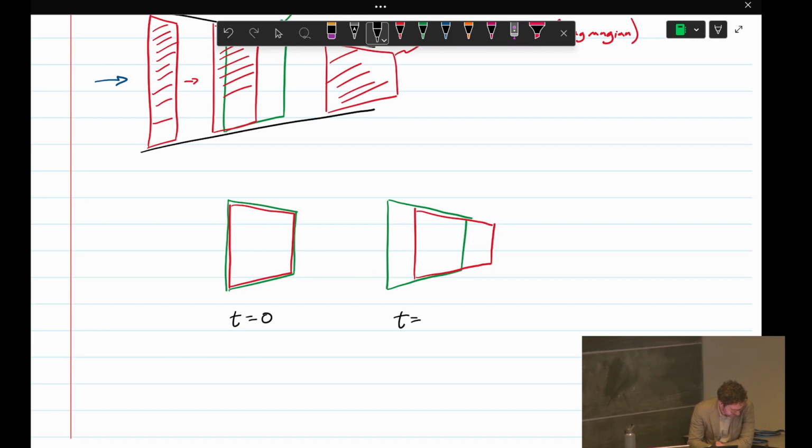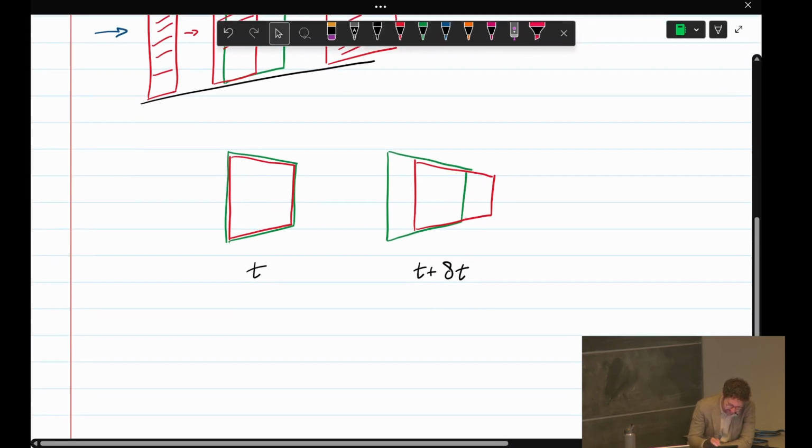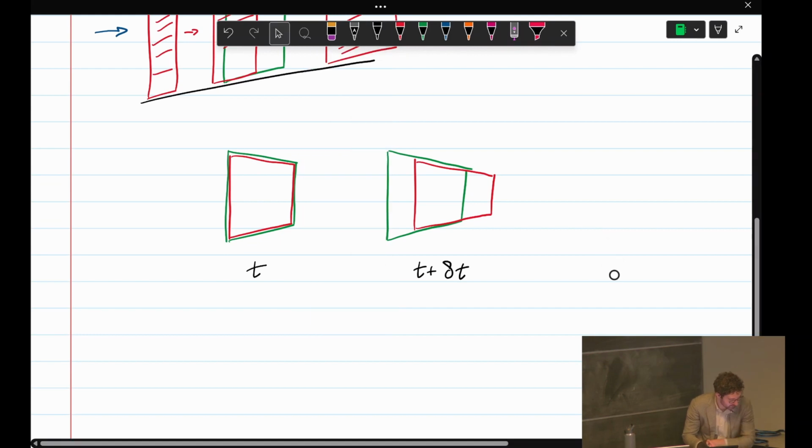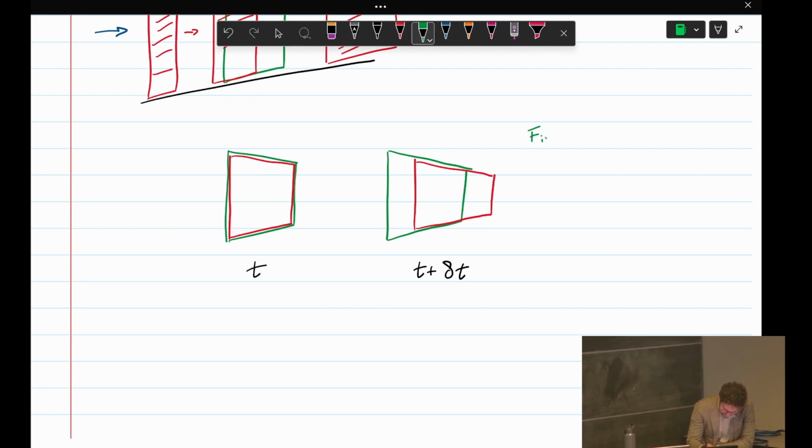We're going to call this, how about t here? And the second time is t plus delta t, so small delta. So just to make the colors clear, this is a fixed CV. The red is a moving control mass.